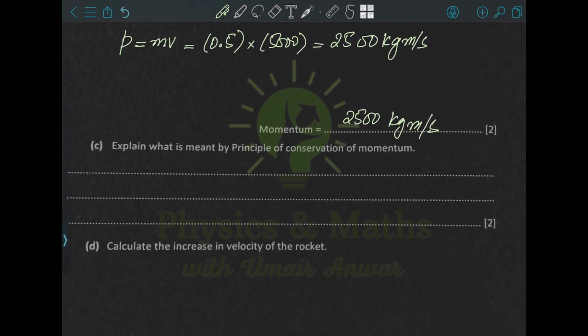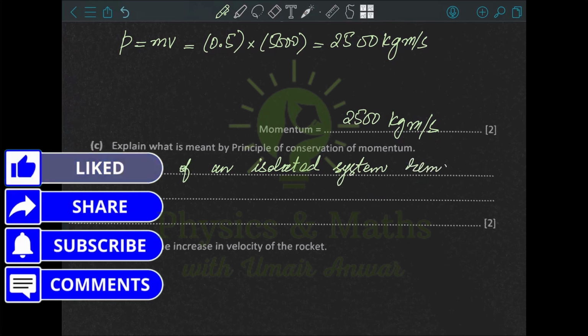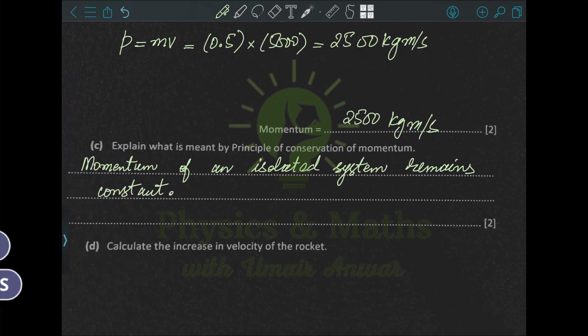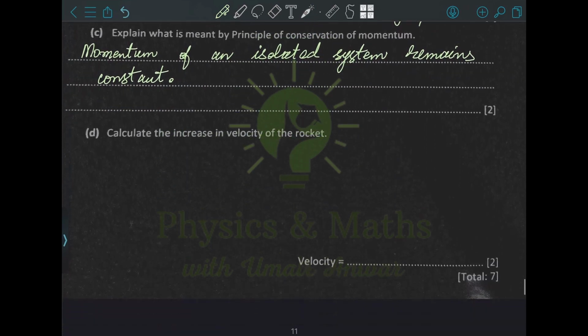The next part reads, explain what is meant by principle of conservation of momentum. The principle of conservation of momentum is described as: the momentum of an isolated system remains constant. So the system should be isolated. No energy should be wasted from the system. Then whatever the total momentum is present within the system would always remain conserved and constant.